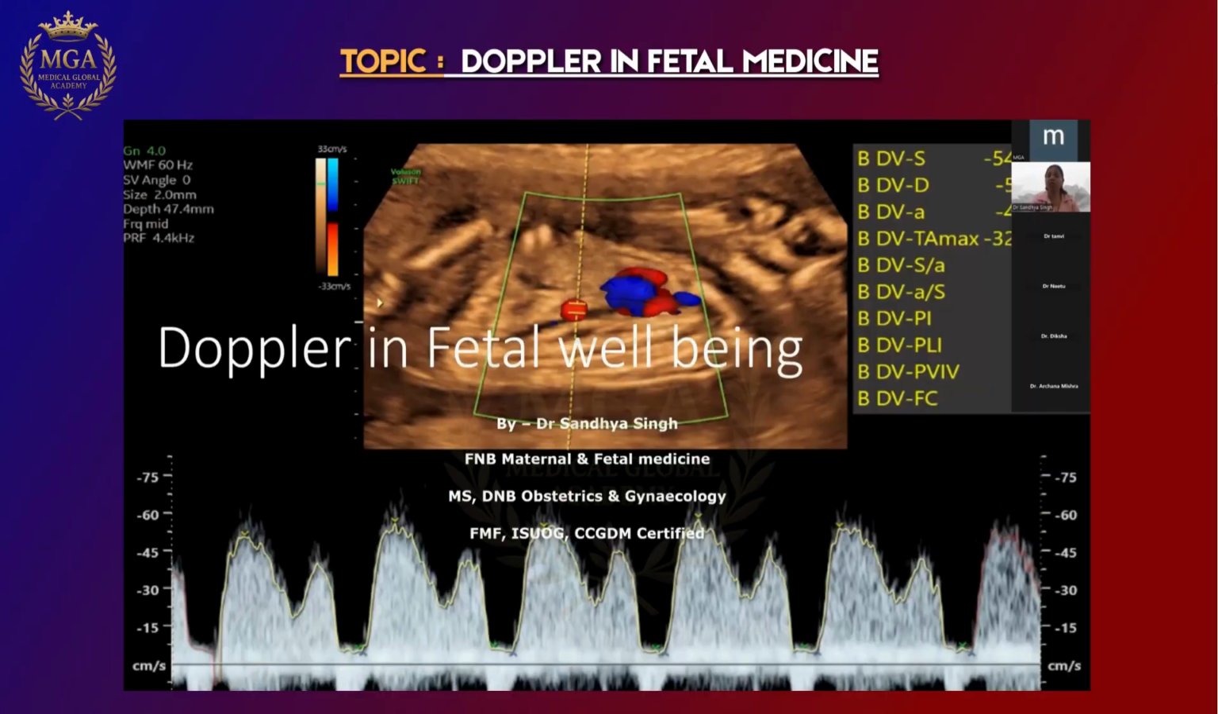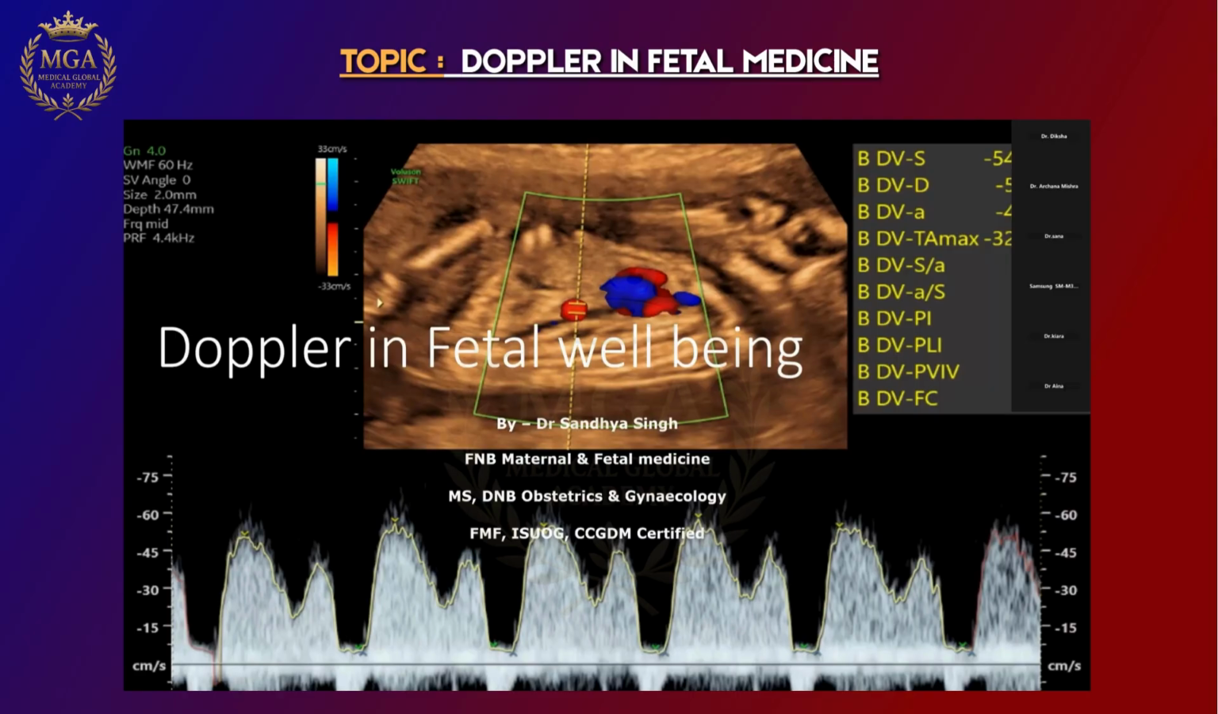The topic today, which we are taking from module 2 in fetal medicine ultrasound, is Doppler and fetal well-being. See, basically, when we talk about fetal medicine, the fetus is our patient. So from diagnosis to therapeutic, everything we have to do on the fetus.